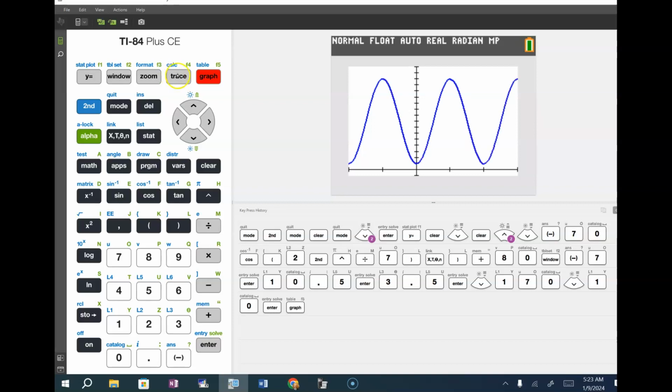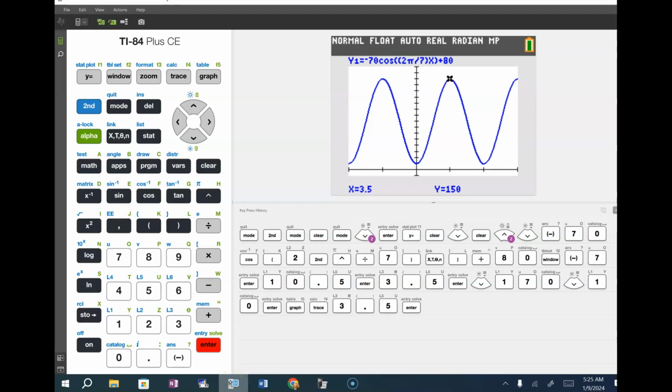Now if I press trace, just to check a point, it's sitting at 1.75, 80, which is a point on my graph. I'm going to type in 3.5, and it is also sitting at 150, which is a point on my graph. So therefore I know I did this problem correctly.